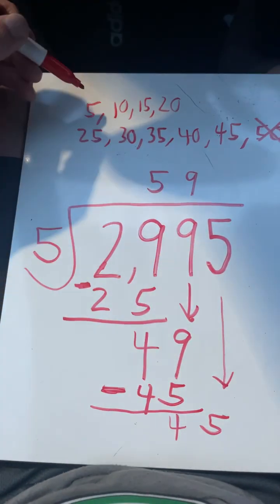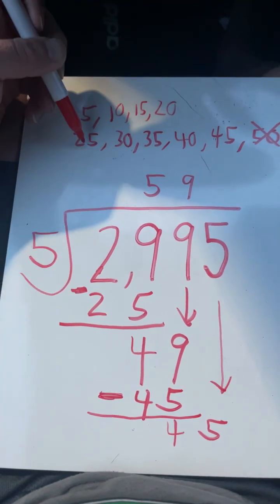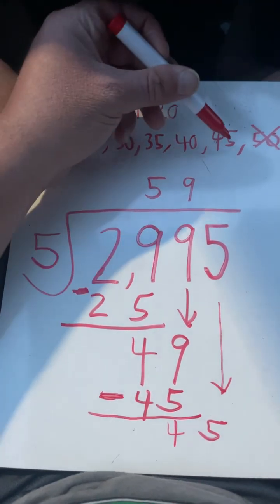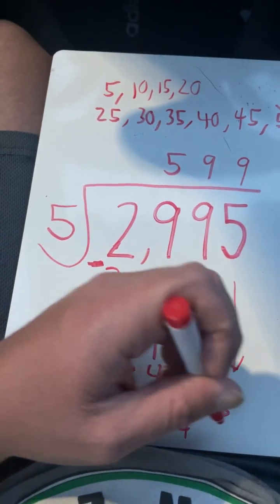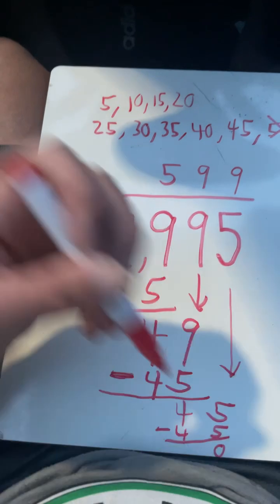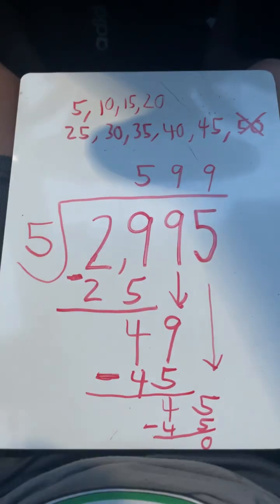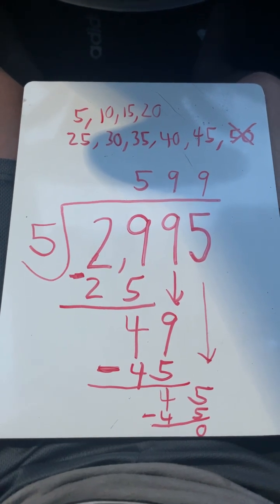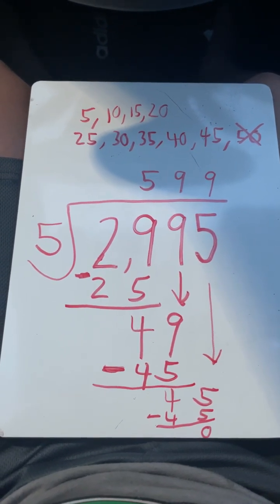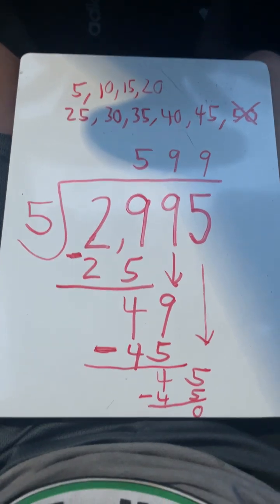Five goes into 45. 1, 2, 3, 4, 5, 6, 7, 8, 9 times. And 45 minus 45 equals 0. So there was no remainder there, and we have our final answer. 2,995 divided by 5 equals 599.